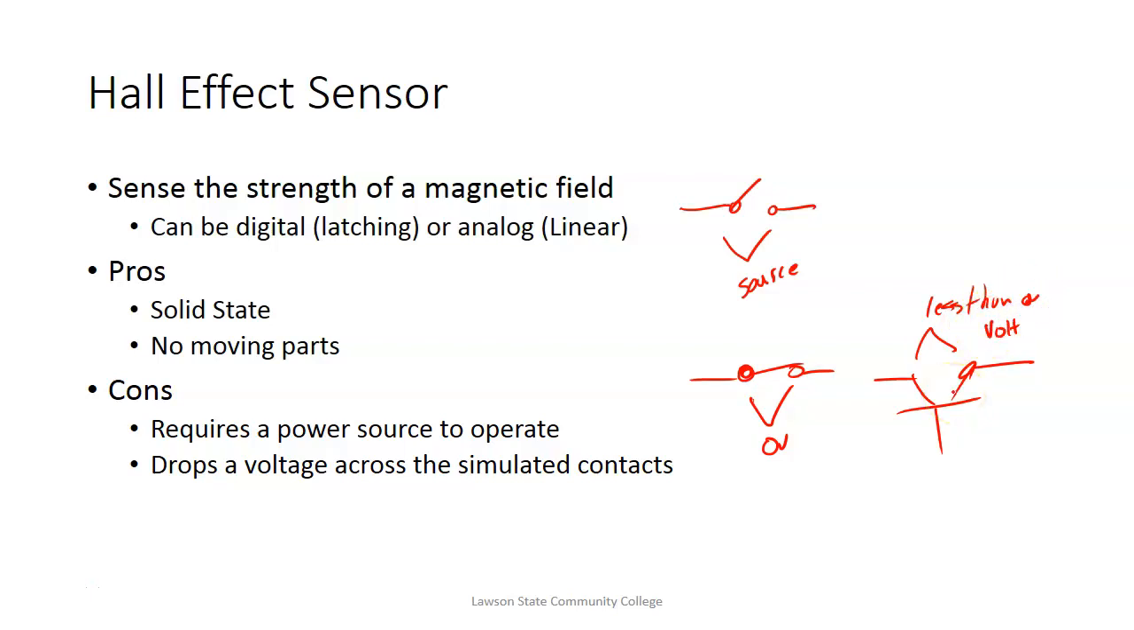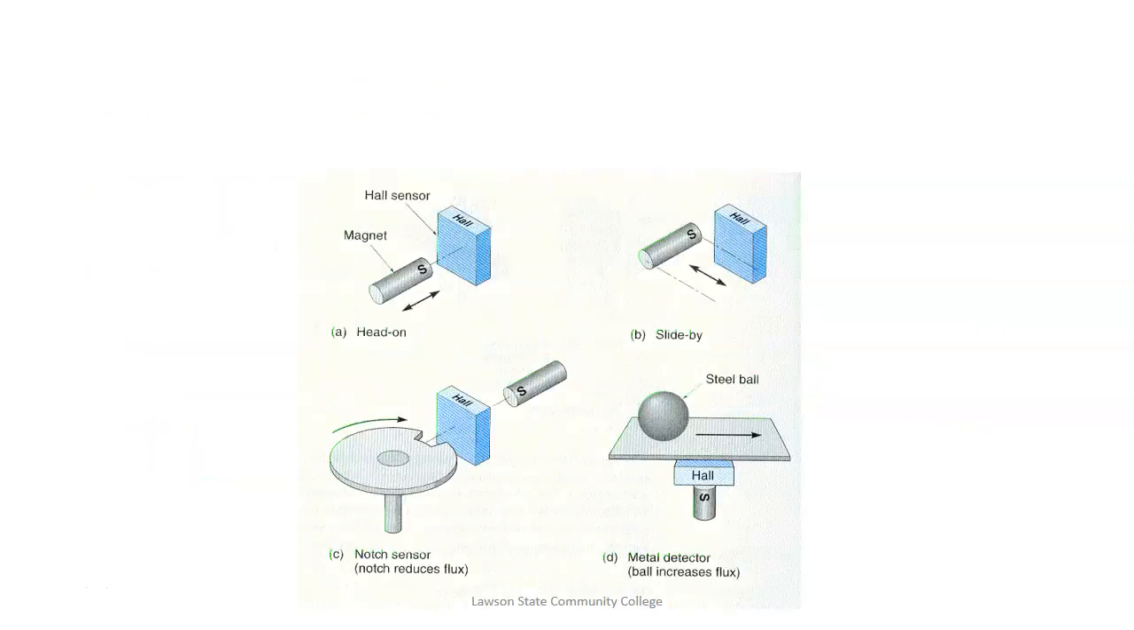But these guys will drop a voltage because they're not a closed switch. We're simulating contacts. So this is kind of like Hall effect sensors. This is the Hall effect sensor. It's going to be electronic, so we've got to have at least 2 wires to power this thing up. So these are going to be 3 or 4 wire sensors, and we'll talk about that in a minute.